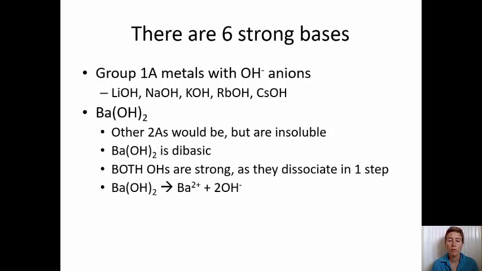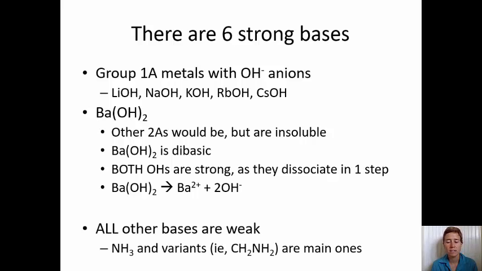Just to point out here, there are 2 OHs in barium hydroxide, so it's called dibasic. And unlike H2SO4, where the first one gets lost and the second one becomes weak, this is basically just like an ionic compound. It completely falls apart all in one step. Barium hydroxide goes to barium plus 2 hydroxides. So both of them are considered strong. So we actually form twice as many OH anions as we would with the same number of moles of, say, NaOH.